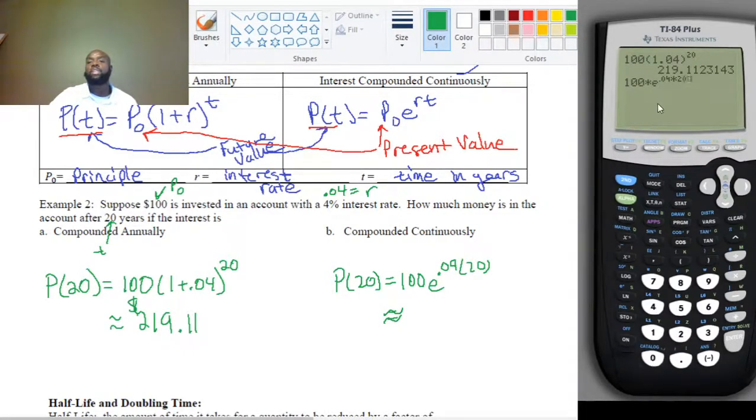Note here, when you use this e here, and if your calculator doesn't look exactly like mine, sometimes your calculator will show up with this symbol on the calculator, if you can see my mouse here. Make sure you put the 0.04 times 20 in parentheses, or you're going to get this incorrect, right? But in this case, we get $222.55.